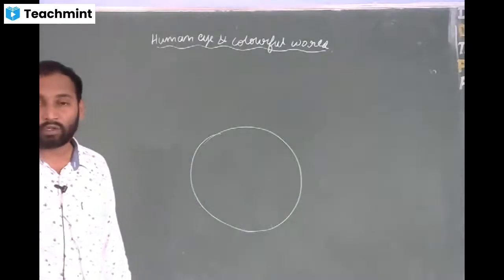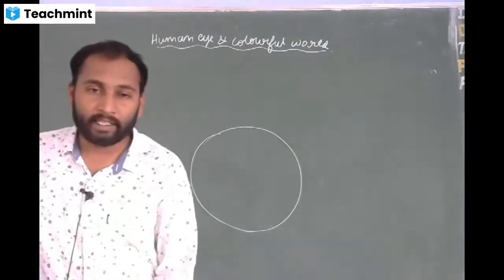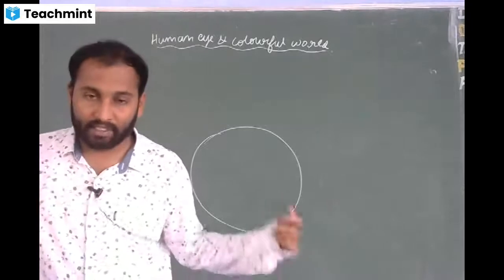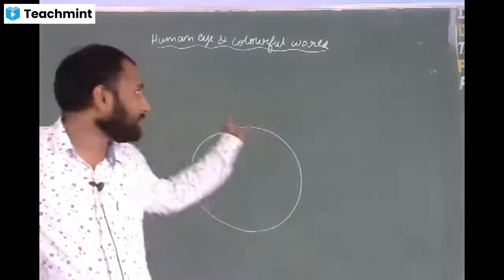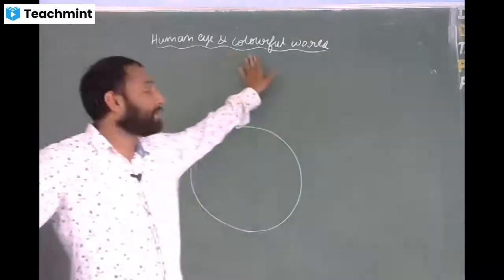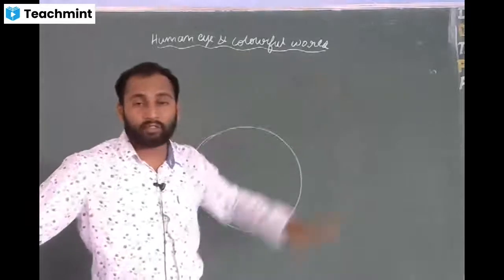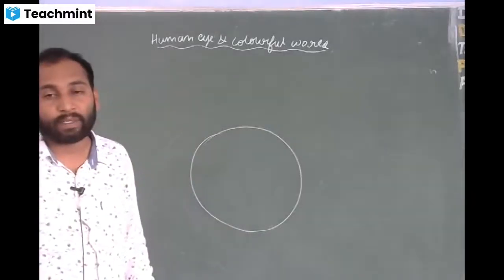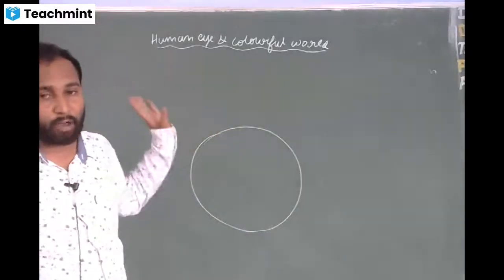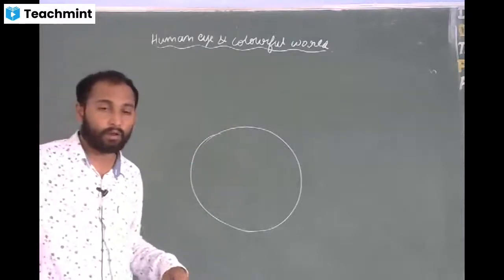Okay, notes. I have already sent the exam notes. So copy the chapter notes. The human eye part is not necessary. Only copy the colorful world part, that is from refraction through a glass prism. Or if you want, you can copy it completely if you get confused.